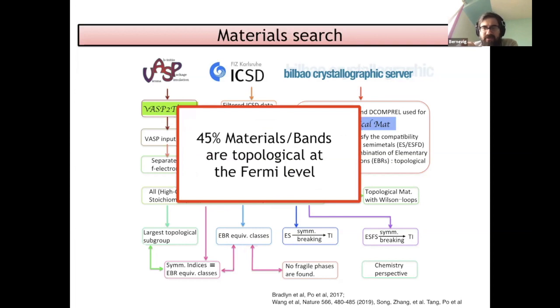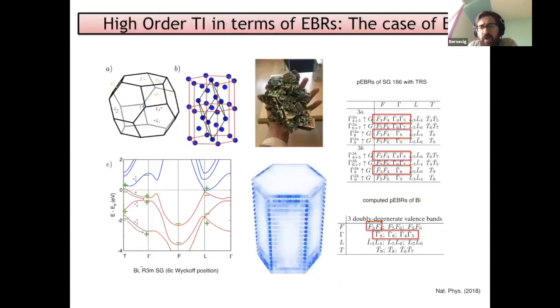But basically, there's a huge amount of topology in materials, and if there were only 5% of the materials that would be topological, there would be no way of making a characterization of materials that is topological. So the fact that there's a lot of them means that you can actually characterize materials by their topology.